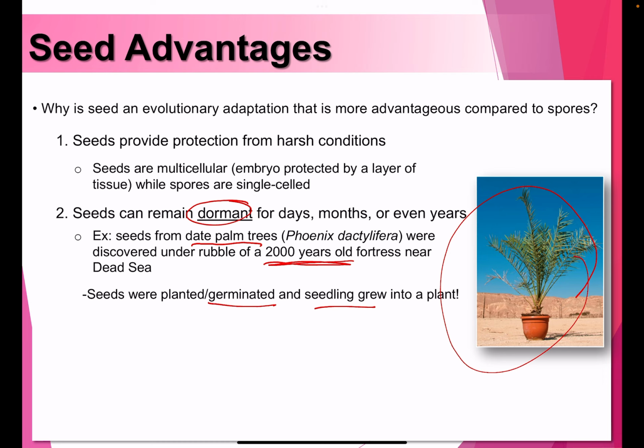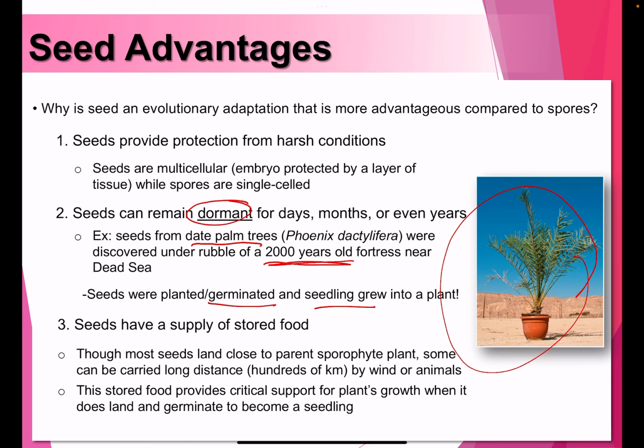So this tree was alive 2,000 years ago, formed seeds. Those seeds got trapped underneath this rubble of concrete, and 2,000 years later were discovered by scientists who thankfully didn't throw them away, and they tried to grow them and it grew. So that's crazy. Seeds can remain dormant for thousands of years, of course much older than you and I, many generations later, and you can still have this seed that can become a viable plant. That is crazy, which is awesome.